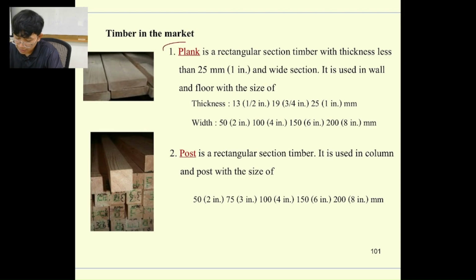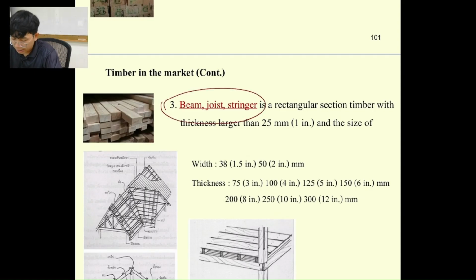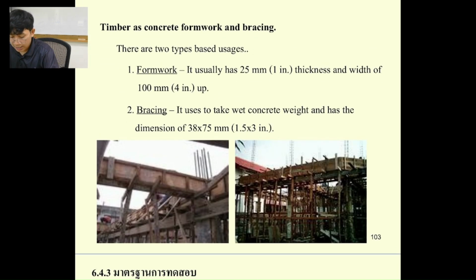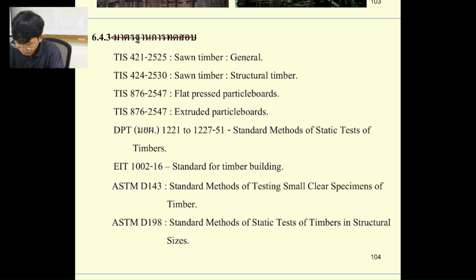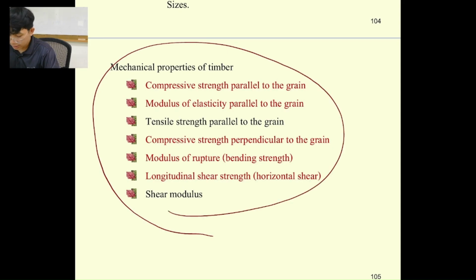Okay, we also have many types of timbers, like planks for posts. Okay, we also have them for beams, joints and joists, and for the beam we also have joist stringers. And normally we use it for formwork and bracing most of the time. So this one is for formwork, and this one is for bracing. Okay, and then these are some standards for testing. Okay, and then we have some important mechanical properties of timbers for testing. So you can just follow it here.